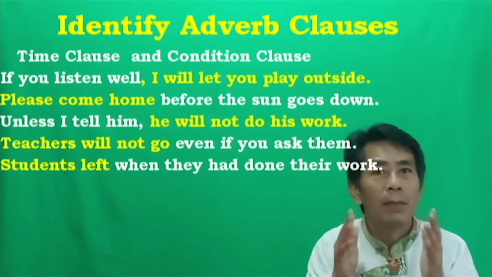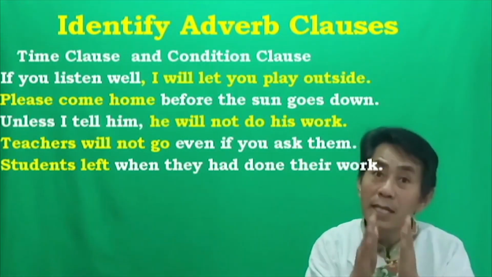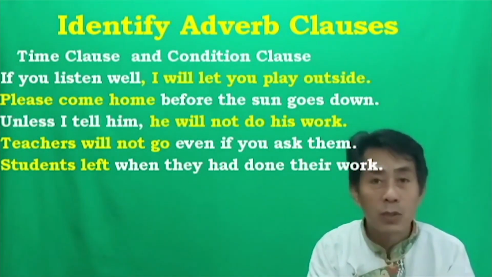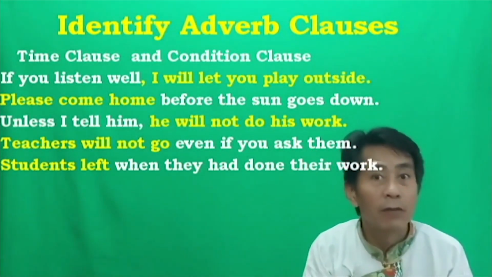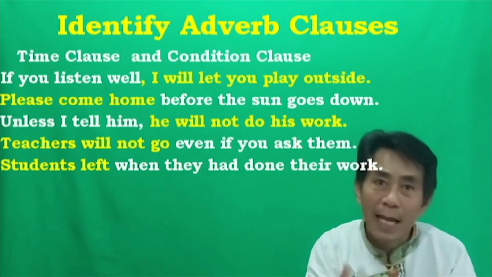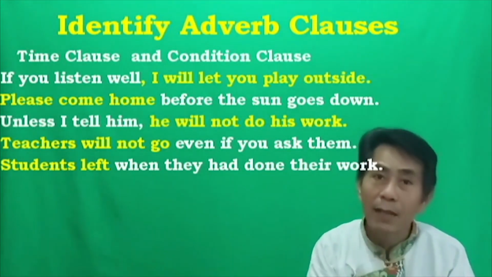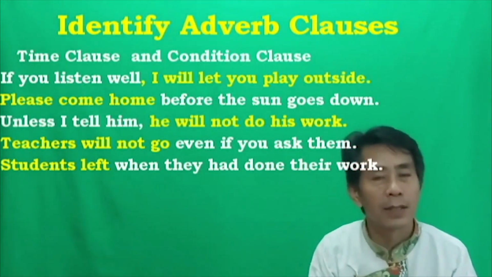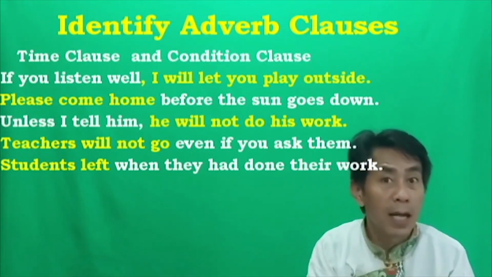Second one: please come home before the sun goes down. Please come home, when? Before the sun goes down. What type of adverb clause is this? Three: unless I tell him, he will not do his work. Unless I tell him, he will not do his work. So you just try to see. He will not do his work unless.